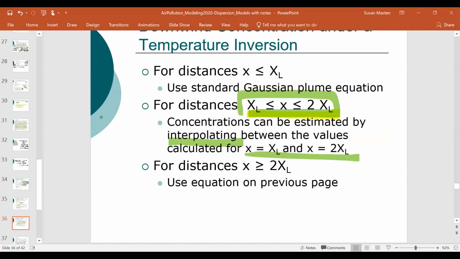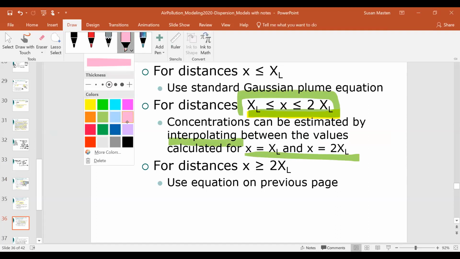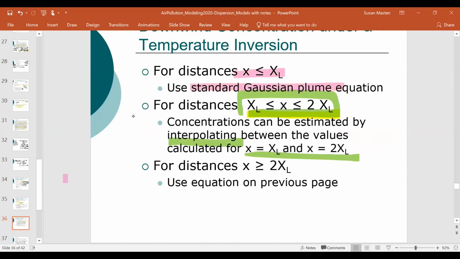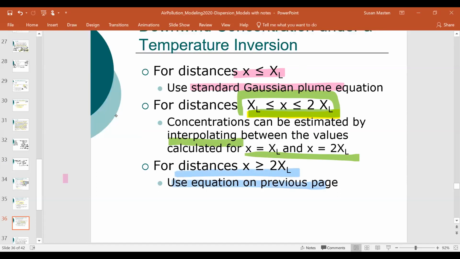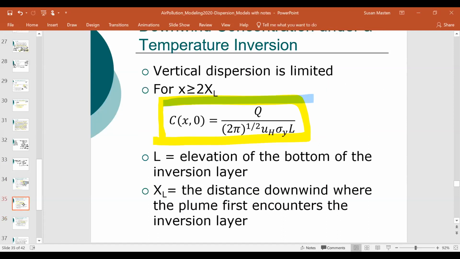Okay, so let's color coordinate here. Let's use the pink again. For this condition, we use the Gaussian dispersion equation. In that green region, we'll use the interpolation. And if we're in that bluer region, that's where we're going to use this equation. I'm going to change this to blue. That's the blue region where we'll use this equation. Does that make any sense? Okay.